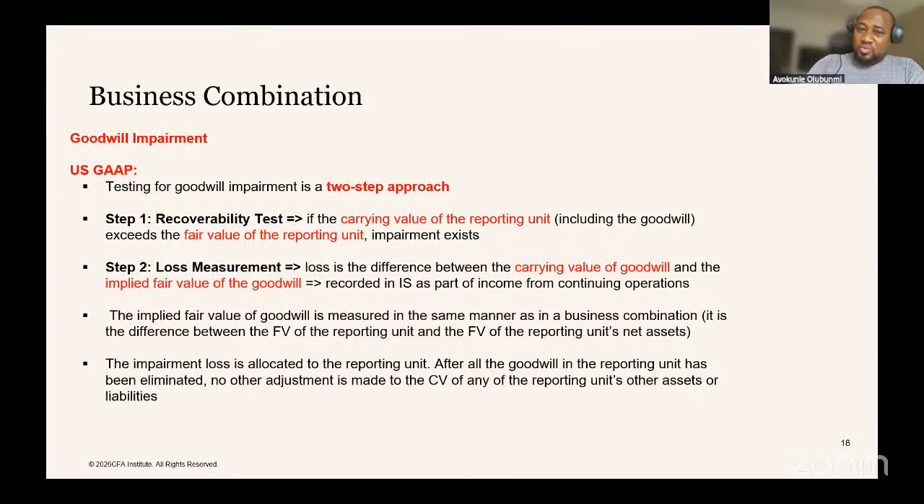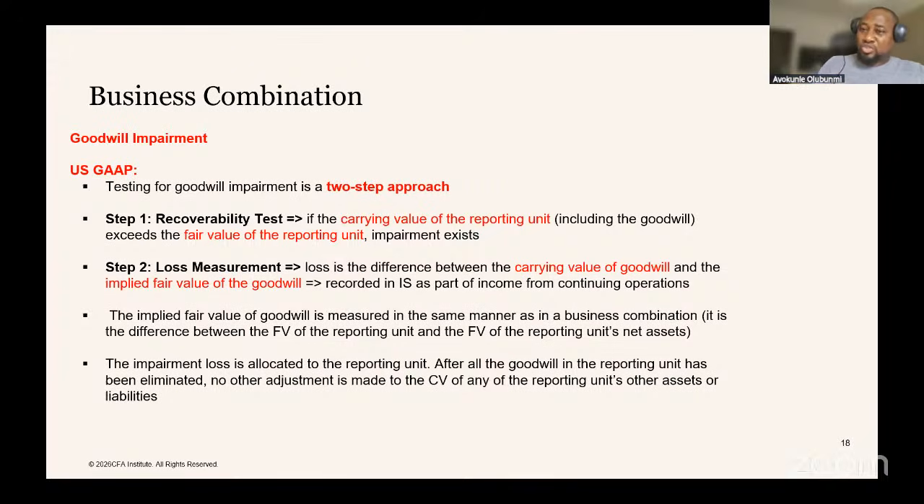Whenever the carrying value of the reporting unit is higher than the fair value of the reporting unit, that means the asset is impaired. Go and do loss measurements. However, if the fair value is already higher than the carrying value, that means the carrying value is even lower. It's not impaired. You are not even overstating it. So there is no loss measurement.